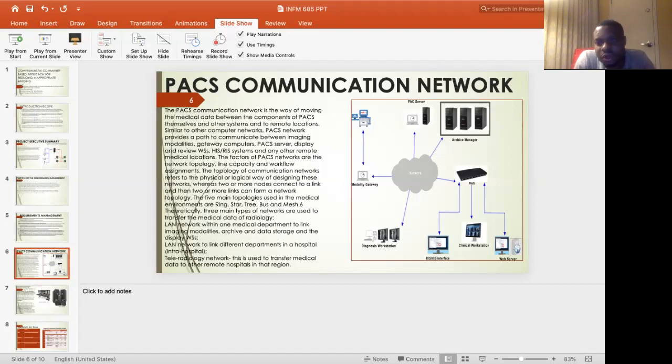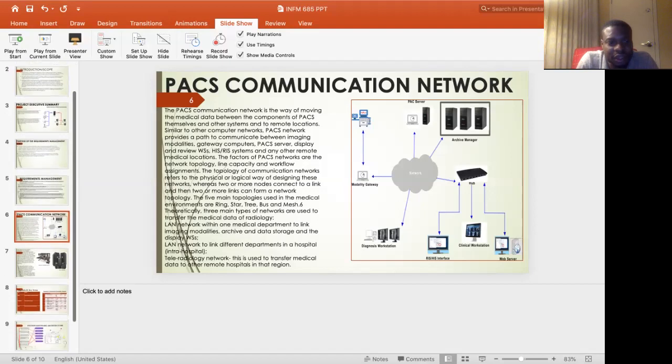So I talked about the PACS server down here, the archive manager here, talked about the modality gateway right here, and the hub. So this is how the HIS interface, clinical workstation, and web server are all connected down here to the hub. The diagnosis workstation is connected right here to the network, connected to the modality gateways and down here. And so this is how the workflow looks like.